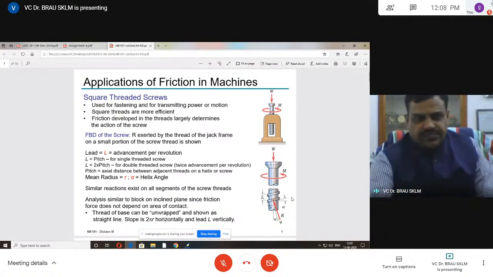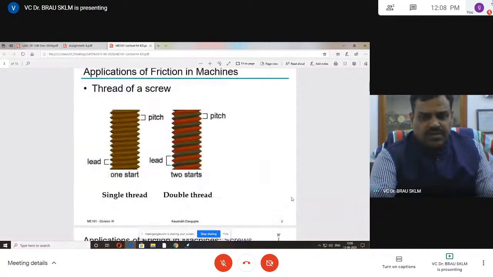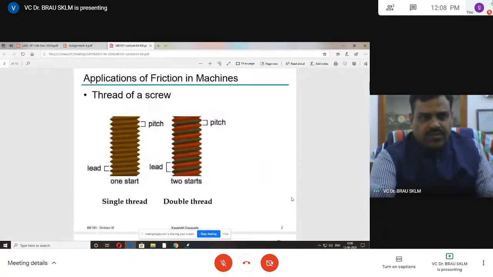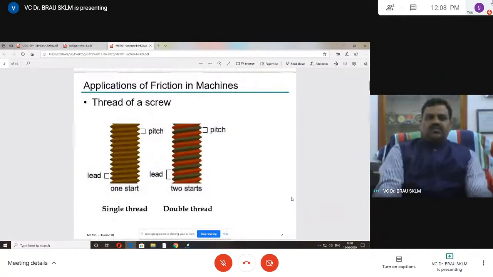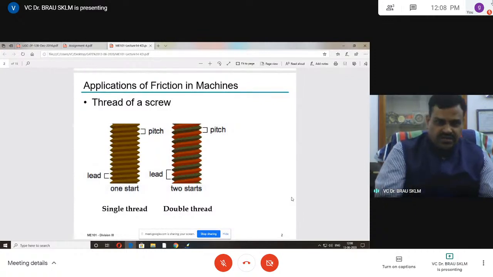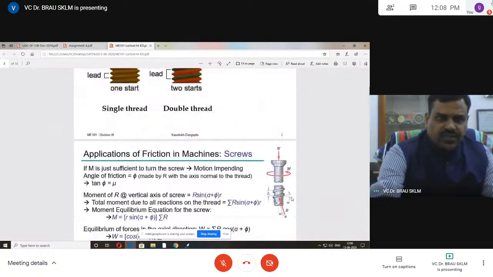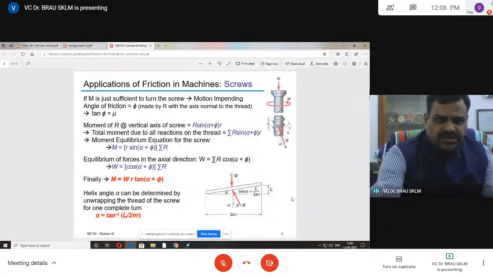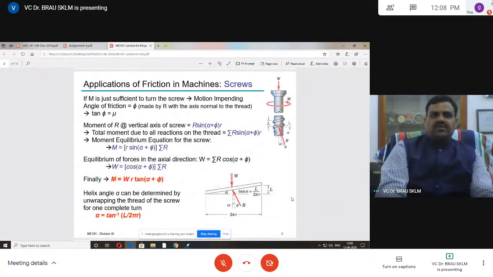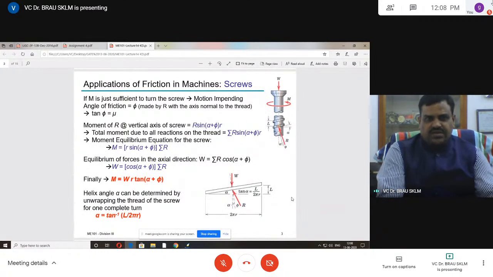See, now the next one is application of the friction. What are the different single thread or double threaded, pitch and lead, one start thread or two start thread? That also will be considered. Then it can be considered the same thing, but sometimes what is the equation?